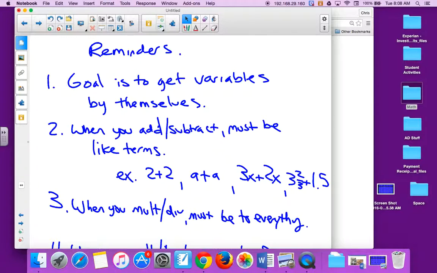Some other reminders: make sure you remember your goal is to get the variables by themselves. So if you have multiple, you have to get them combined together. When you add or subtract, they must be like terms. I gave you some examples: 2 and 2 can be combined, a and a, 3x and 2x, 3 and 2/3 and 1.5. Those can be combined because those are both numbers, and those are both the same variables. Just make sure you understand we need to combine those like terms to make it easier.